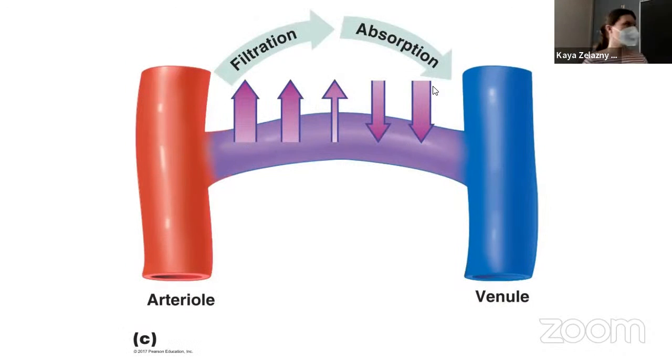Overall, we're going to kind of rearrange the forces, and we're going to see that at the arteriolar end, we're going to have net filtration. When we add together all these things, we're going to have a bunch of fluid moving out of the capillary and into that interstitial fluid, so into our tissue basically. Then when we get to the venous end, we're going to be reabsorbing fluid as we move into the veins.